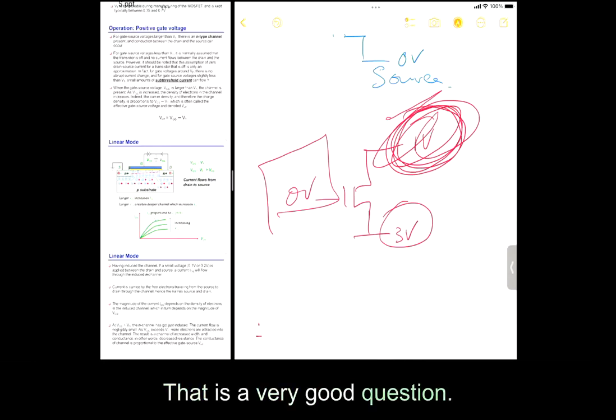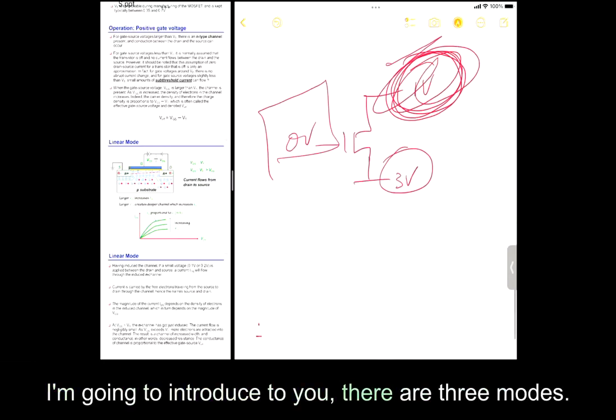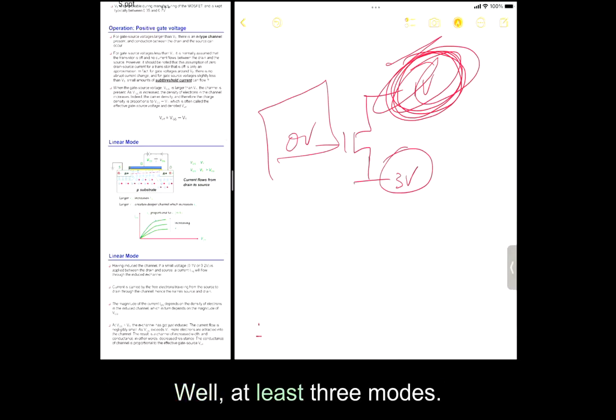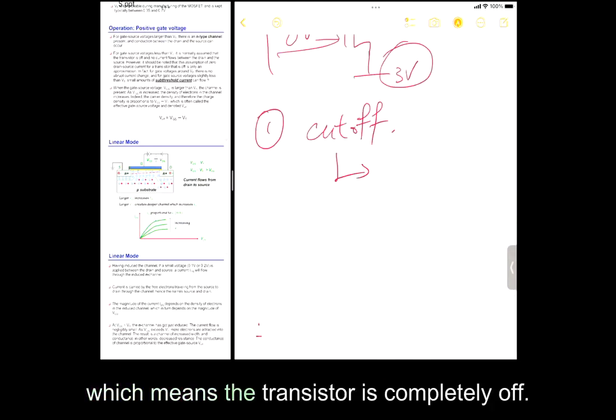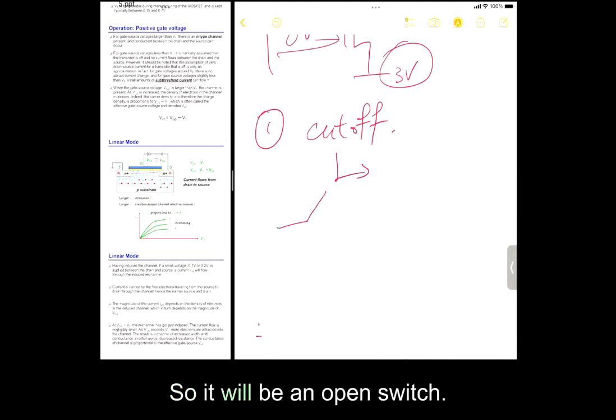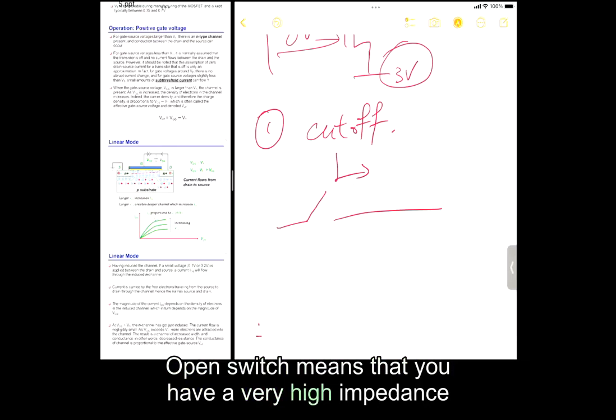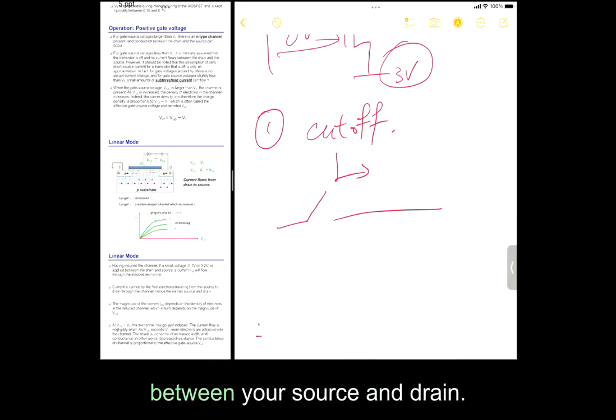That is a very good question. I'm gonna introduce to you, there are 3 modes. Well, at least 3 modes. We don't deal with subthresholds. So 3 modes of a MOSFET. The first case, easiest case, is cutoff, which means the transistor is completely off. So it will be an open switch. Open switch means that you have a very high impedance between your source and drain.